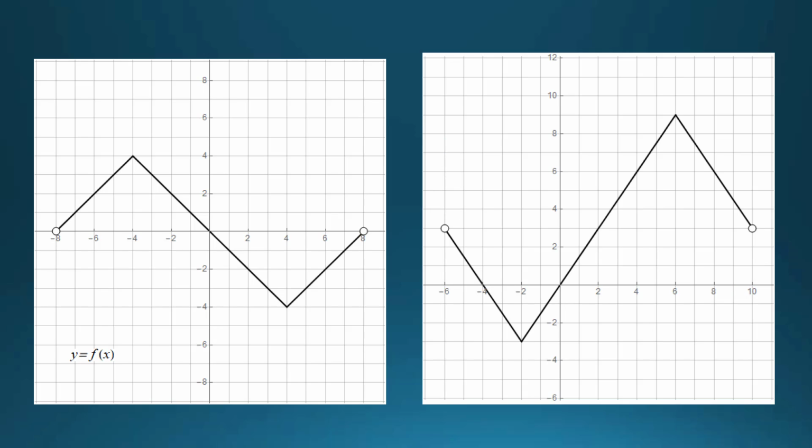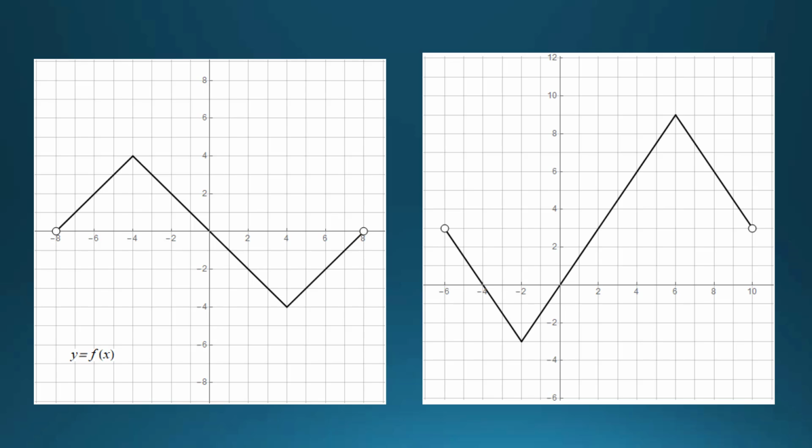Now, as far as the range, I'm looking at the function on the left. The range goes from -4 to +4 on the y-axis. That has a length of 8. But the function on the right, the range goes from -3 to +9 on the y-axis. It has a length of 12. And if you take the ratio 12 divided by 8, you get 1.5. And so that looks like a vertical scaling has taken place. The function on the right has been multiplied outside the argument by 1.5.